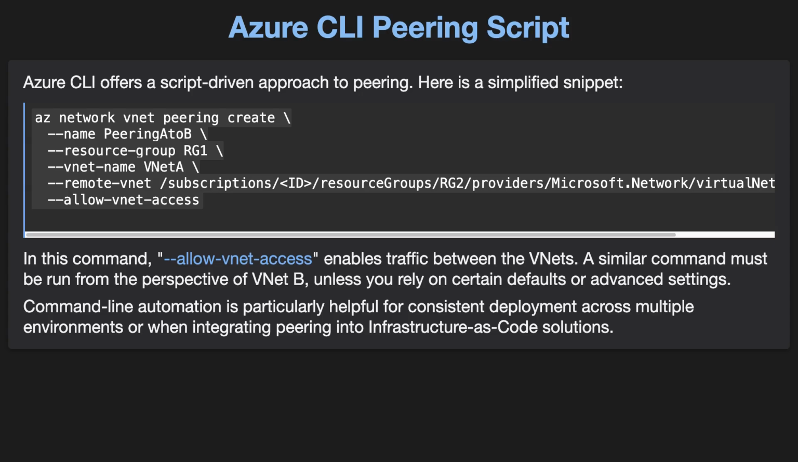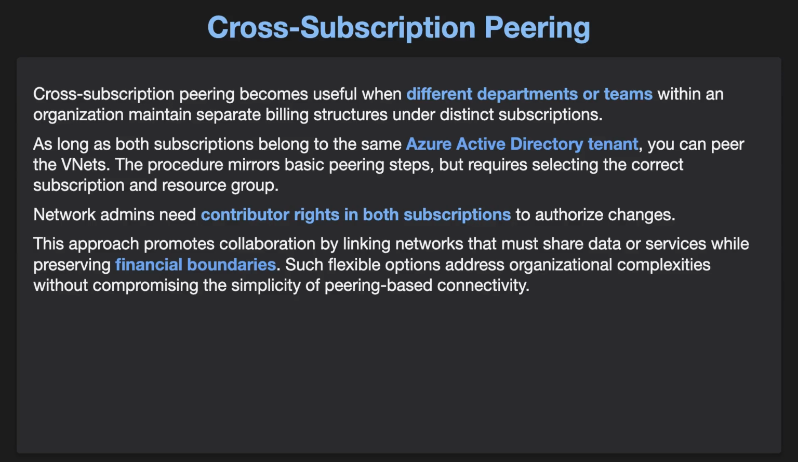Cross-subscription peering becomes useful when different departments or teams within an organization maintain separate billing structures under distinct subscriptions. As long as both subscriptions belong to the same Azure Active Directory tenant, you can peer the VNets. The procedure mirrors basic peering steps, but requires selecting the correct subscription and resource group. Network admins need contributor rights in both subscriptions to authorize changes.